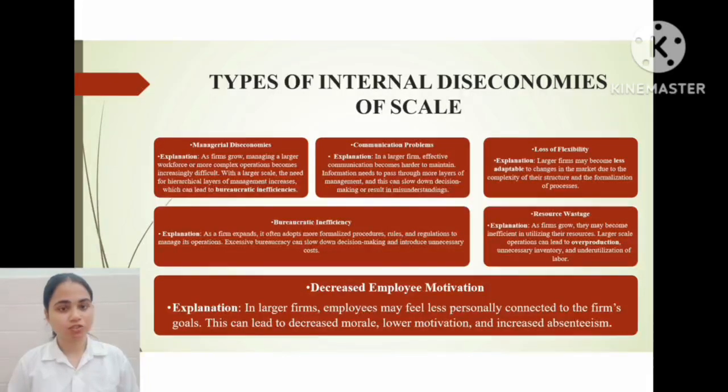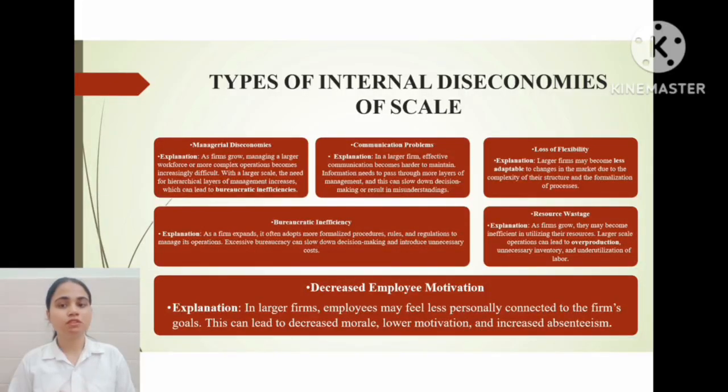Second one is communication problems. In a large firm, effective communication becomes harder to maintain. Information needs to pass through more layers of management. In a small firm, we can easily communicate from the higher authority to the lower authority. But in a large firm, we have a number of layers, and more information has to pass through them, which can slow down decision making and result in misunderstanding.